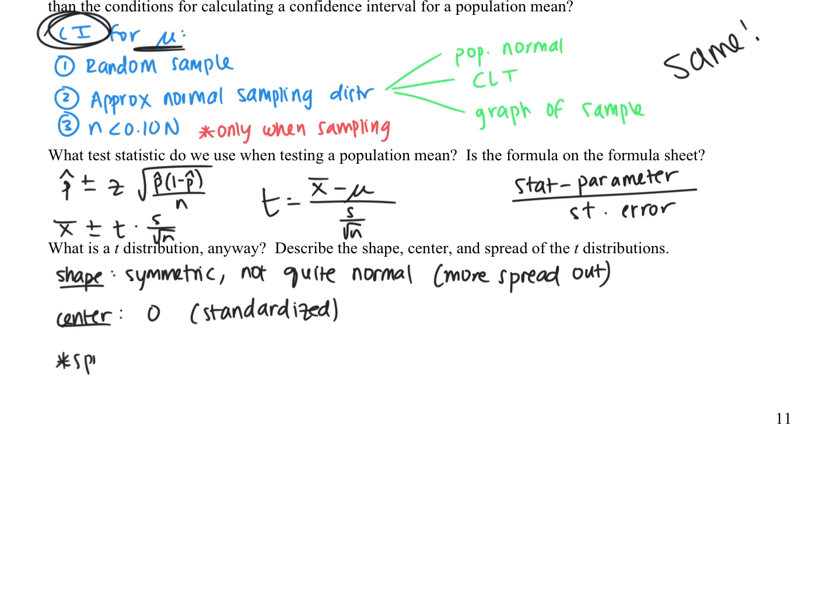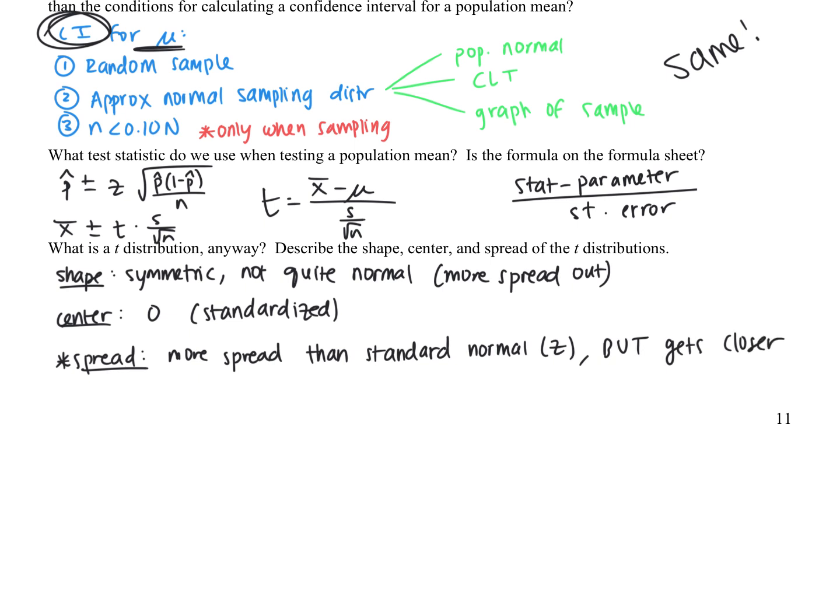And this is the one that is really important, is talking about the spread. So the spread of a t distribution. The t distribution is more spread than the standard normal. Standard normal is z. But it gets closer and closer to normal, or to z, as the degrees of freedom increases. So that df, just remember, is degrees of freedom.